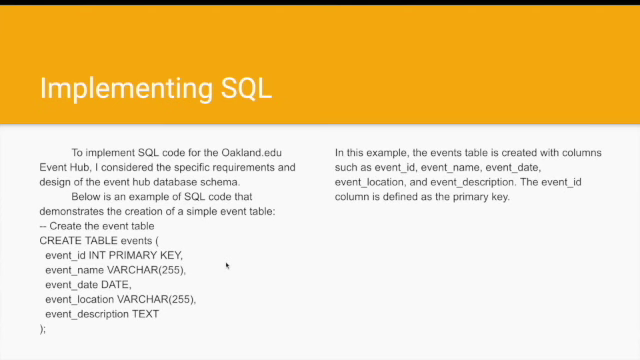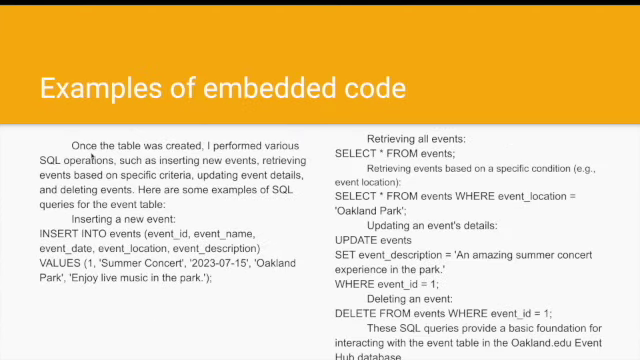Now going into the next slide is some examples of embedded code. So once the table was created, I performed various SQL operations such as inserting new events, retrieving events based on specific criteria, updating event details, and deleting events. These are all things embedded into the code that any person using the event UI will be able to do and use. These are just basic things that people need to do to use a website or program whatsoever.